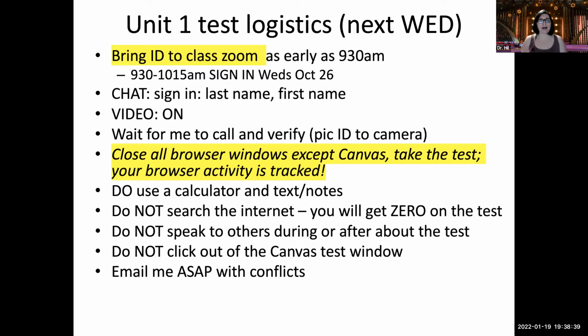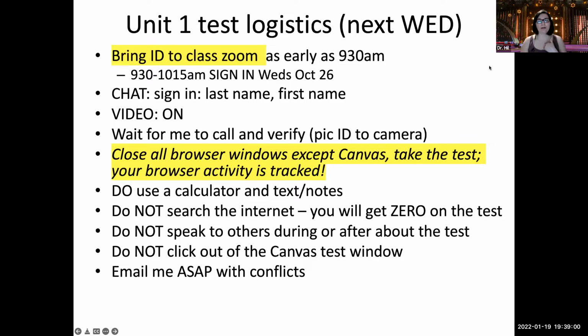But I want to explain to you how the test works. So I'm going to open the Zoom early at 9:30. You don't have to be there at 9:30. You can come at 10 or 10:15 at the latest, but you want to bring your ID, picture ID. You're going to sign in like you always do, write your name into the chat. Turn your video on, which is unusual. Wait for me to call you.